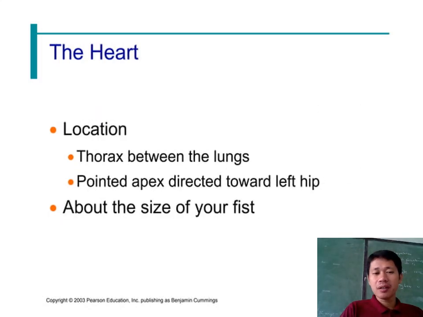The location of the heart is medial, between the lungs, and its shape is more like a triangle, but not exactly a triangle. It has an apex, the upper part of the triangle, and it is directed toward the left hip, about the size of our fist. We have a diagram, of course, on the next slide.